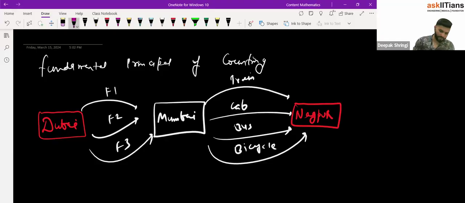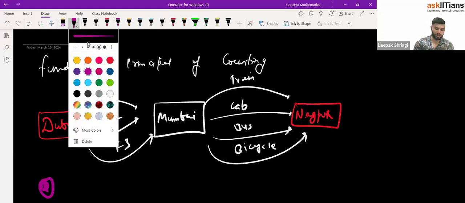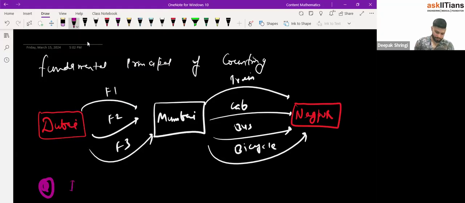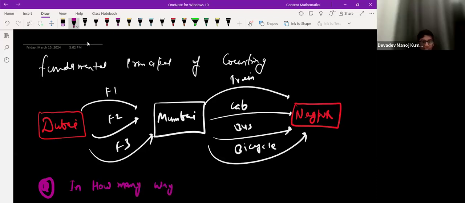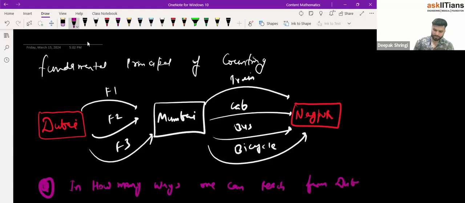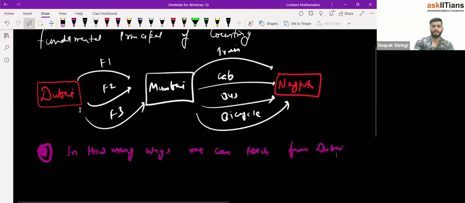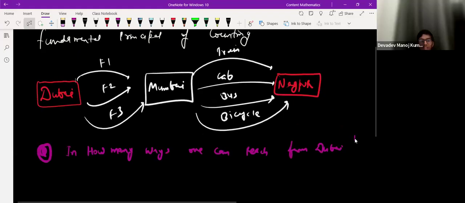Now I ask the question: in how many ways can one reach from Dubai to Nagpur? The question is very simple. In how many ways can one reach from Dubai to Nagpur, right guys? So what do you think? What is going to be the answer, guys? Anybody? I'm waiting for the answers. You can unmute and speak. Said 12. 12, right? How? Can you explain that? Why are you saying 12?